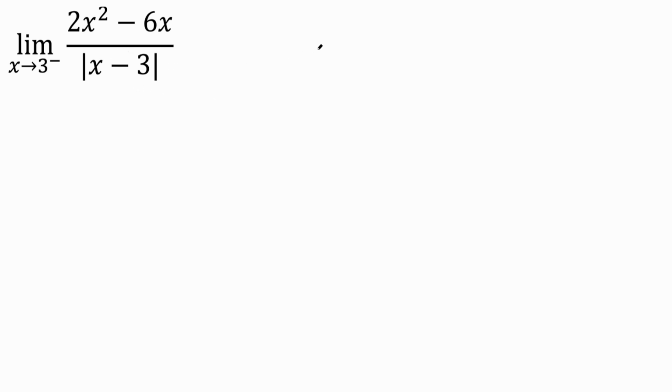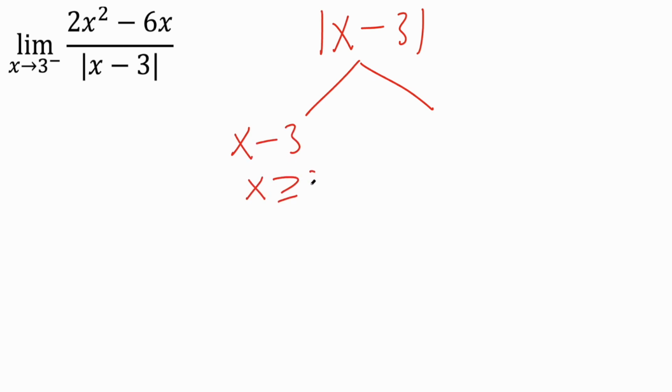Now, because we have an absolute value, what we could do is break it down. Instead of the absolute value of x minus 3, we have to realize that it behaves like x minus 3 whenever x is greater than or equal to 3. I'll explain why that is. Likewise, it behaves like x minus 3 with a negative in front whenever x is less than 3.